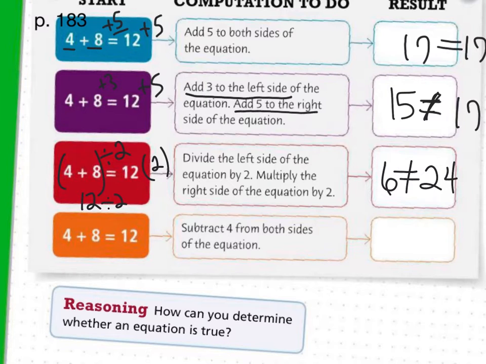Well, we shouldn't expect it to be, because we did different things on different sides of the equation. They were equal, but we divided on one side and multiplied on the other side. They're not going to be equal anymore.